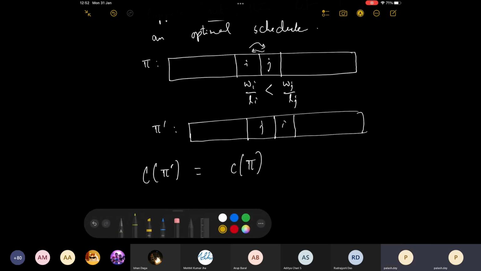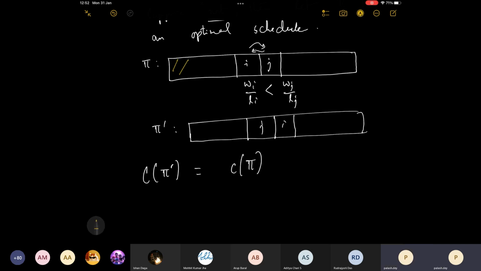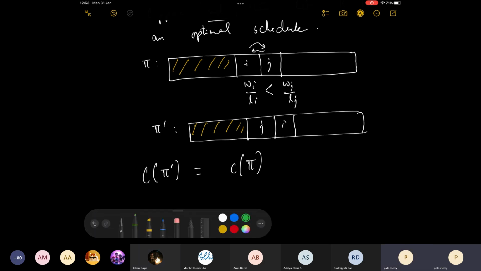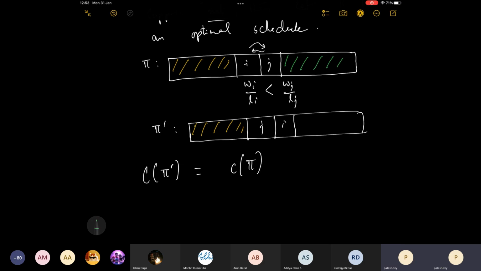For all the jobs which are executed before I, their completion times remain the same in both pi and pi prime. Those jobs are not touched at all. Convinced everyone? Yes, sir. All the jobs that are executed after J in this green block, their completion times are also not affected. So these jobs contribute the same amount in both the sums, C pi and C pi prime.